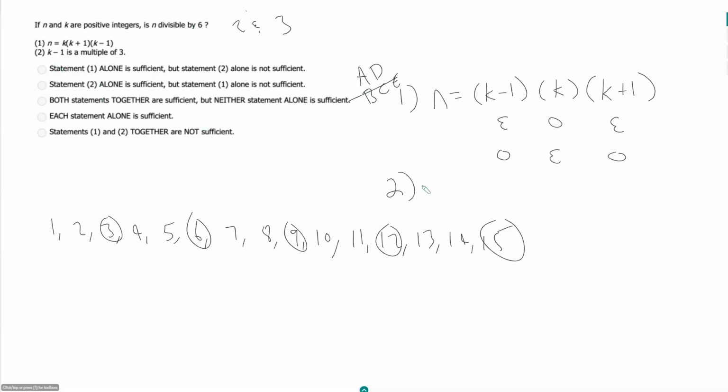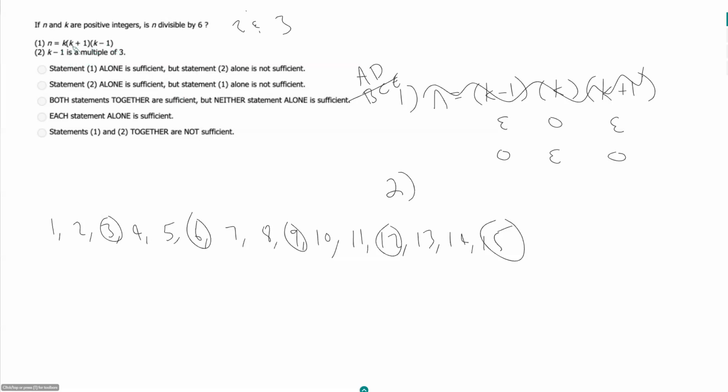Statement 2 says k minus 1 is a multiple of 3. So remember, I've got to forget about statement 1 here. I have nothing linking n to k here, so this is useless to me. They're trying to get you. This is like a C trap.